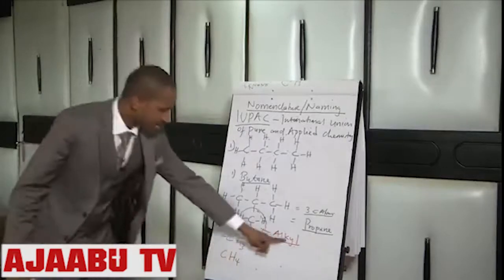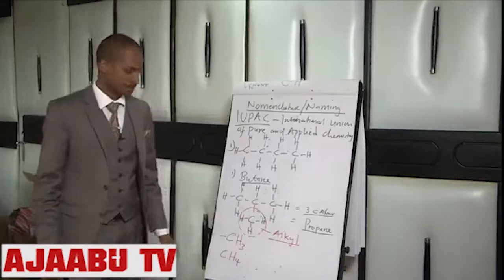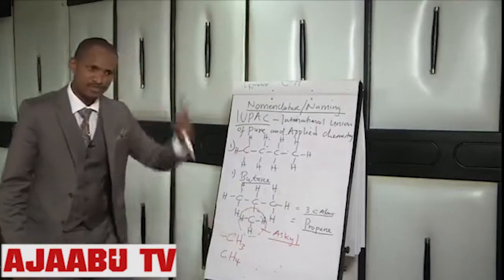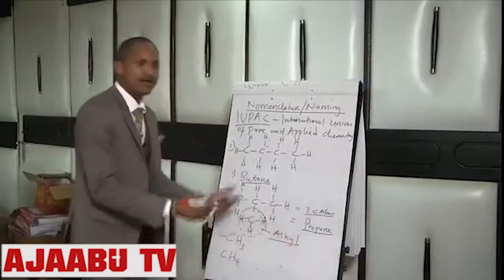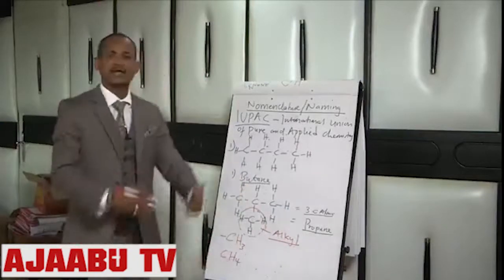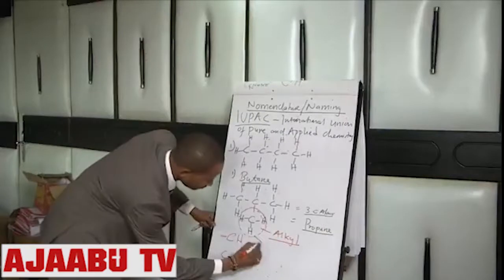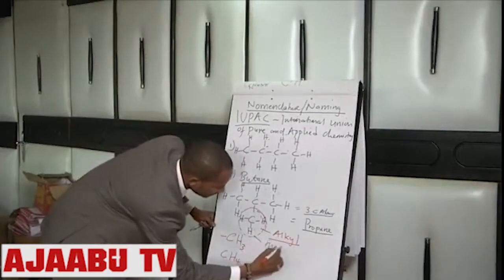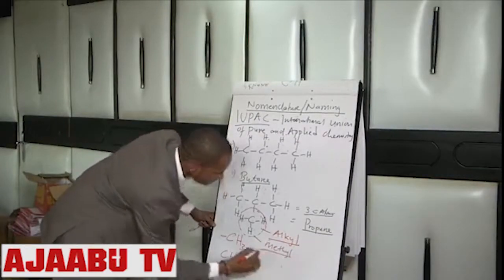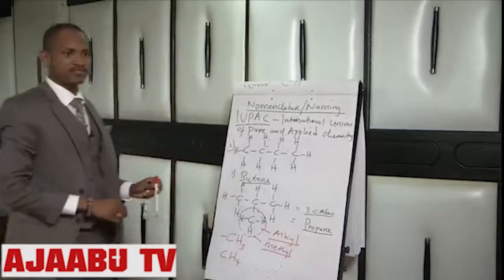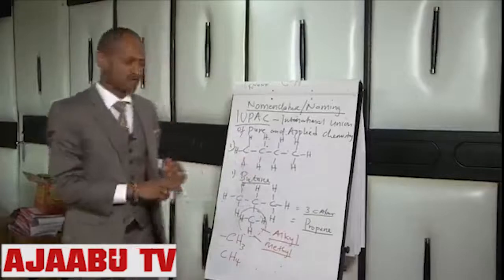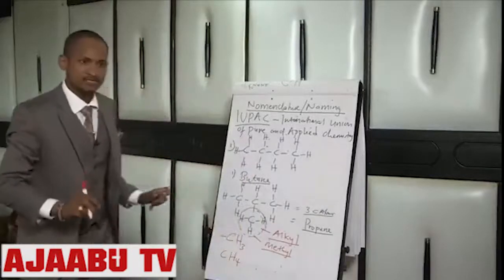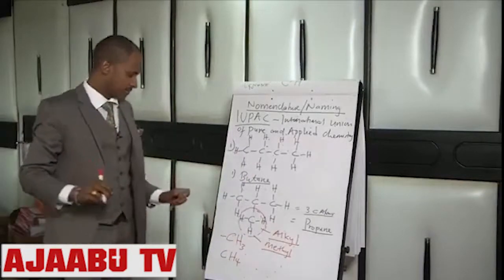Therefore, which alkyl group is this? It has one carbon atom. If it has one carbon atom, it's called a methyl. From the word methane, which is the parent alkane. So this is a methyl. Pay close attention, class. This is not the time to even wink. You can only afford to smile. Because I want you to concentrate here and get the naming clearly.